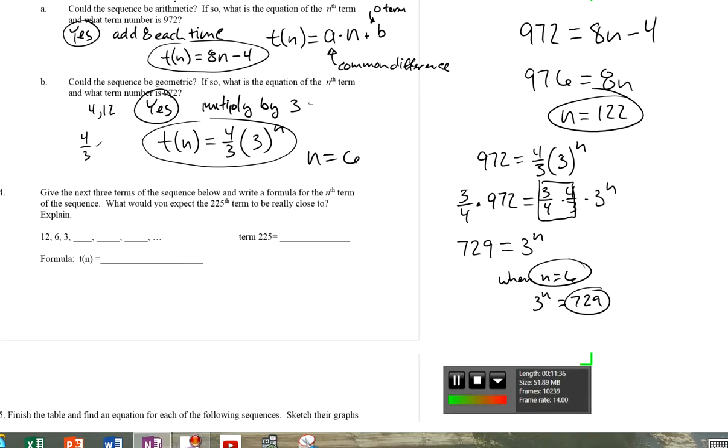So that's the other part, right? And I didn't have the other part over there, but yes, that's the equation. And when n is 6, this is exactly what we want it to be.